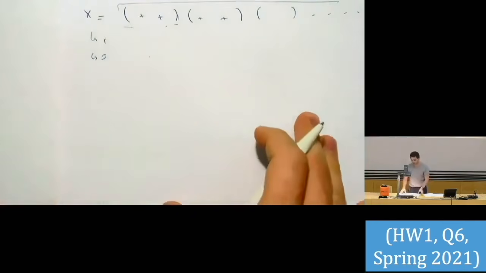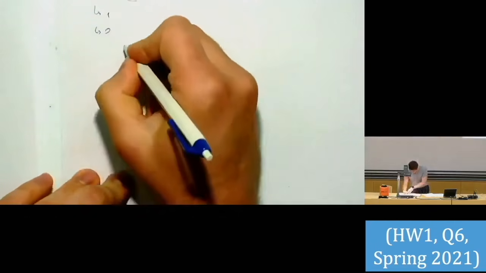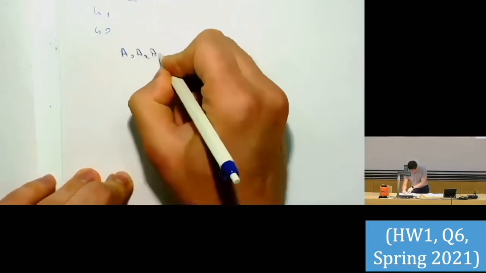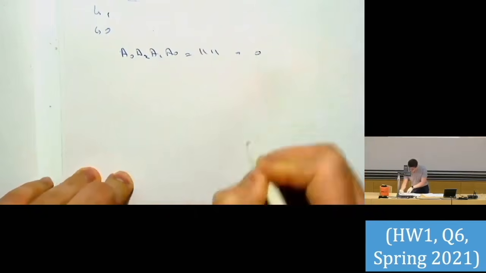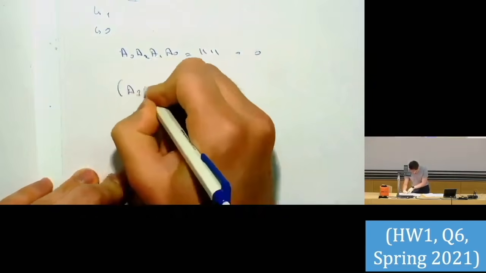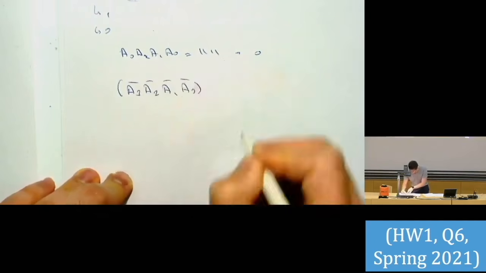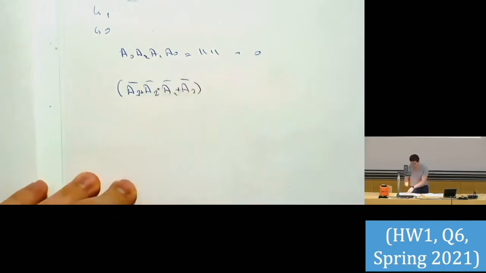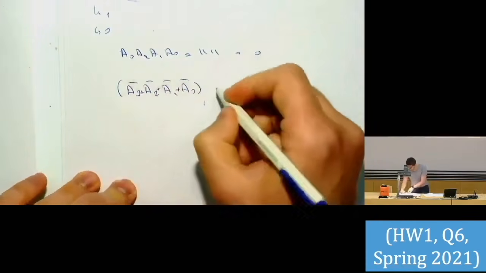I didn't write anything yet, so let's first think about the case when A3, A2, A1, and A0 is 1, 1, 1, 1, and I will have 0 for X. In order to have this, I need a term such as A3 not, A2 not, A1 not, and A0 not, and I have ORs here as well. So if I have ones for all of these, then this will be 0.